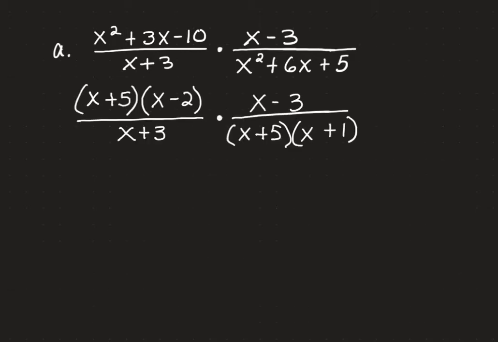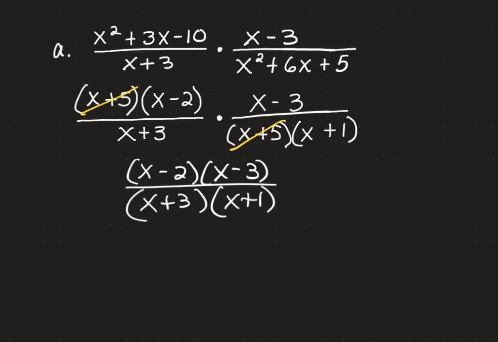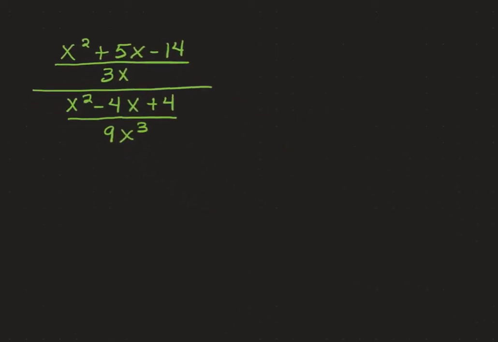Now I can see that the numerator of my first rational expression has a factor of x plus 5, as does the denominator of my second rational expression. Therefore, those two will cancel. Although that is all that I can do right here, this rational expression is simpler than the original. However, I promised you this expression.